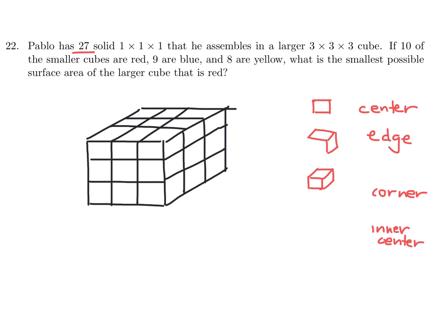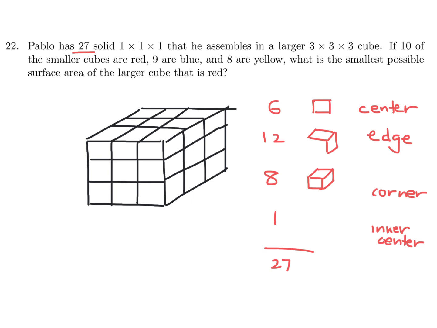So let's count how many there are. Corners would be 1, 2, 3, 4, 5, 6, 7, 8. Edges would be 1, 2, 3, 4, 5, 6, 7, 8, 9, 10, 11, 12. Yeah, 8 corners, that's correct. And then how many centers would there be? 1 on each face, right? So there'd be 6 and then 1 inner. And this whole thing should total 27, and it does. Okay, great. So I have accounted for all 27.